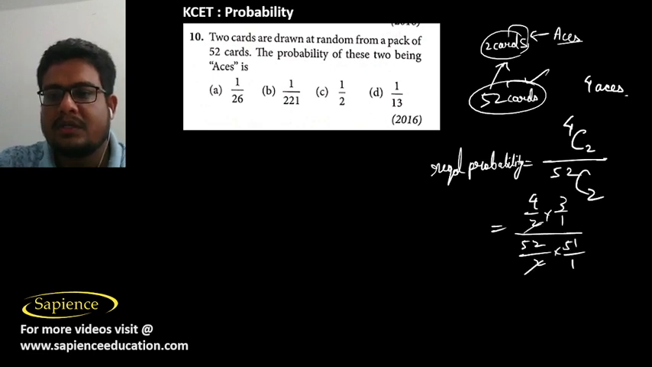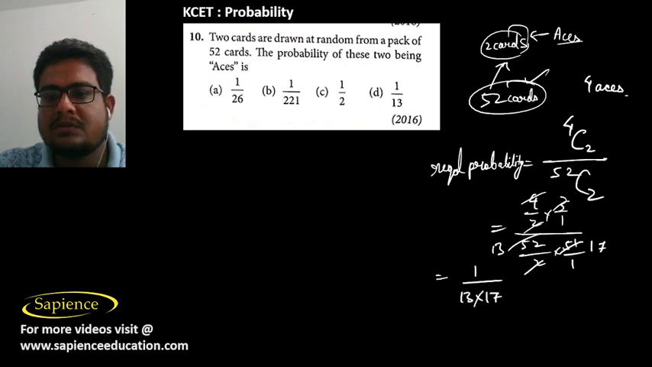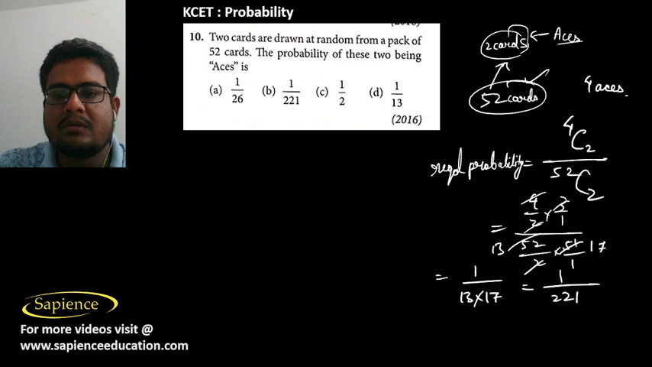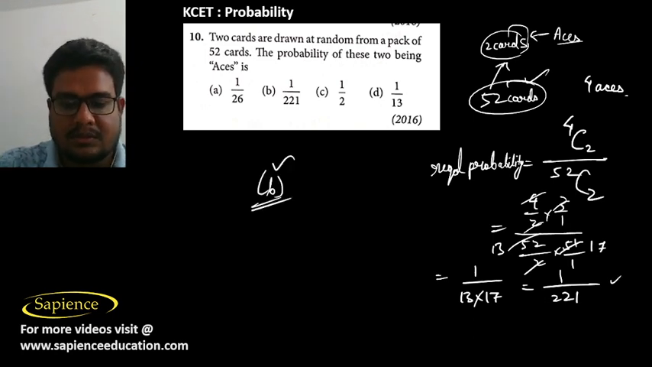The 2 and 2 will cancel out, so this is 13 into 4 is 52, 3 into 1 is 3, and 7 threes are 21. So this is 1 by 13 into 17, that is 1 by 13 sevens are 91, 13 plus 9, that is 221. So 1 by 221. Option B is the correct answer.